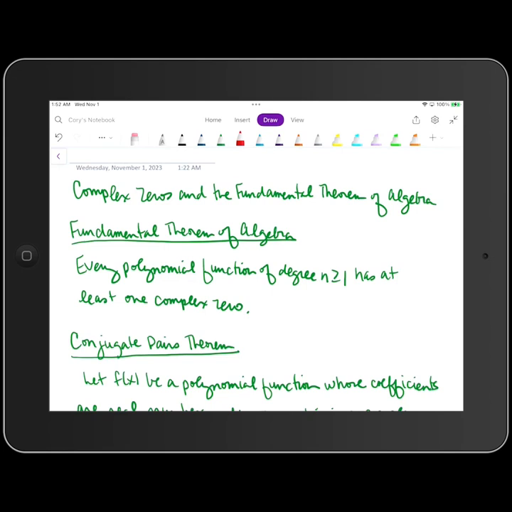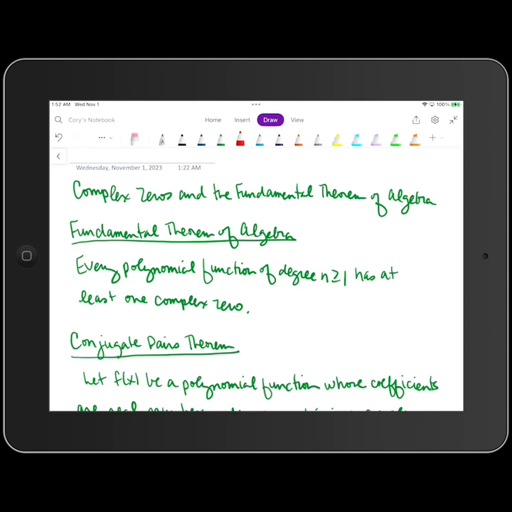Okay, so we're going to go ahead and start our final lesson for midterm number 2. And this is going to deal with complex zeros and the fundamental theorem of algebra. Okay, so let's first start by looking at the fundamental theorem of algebra.